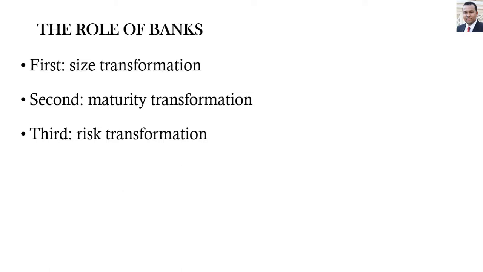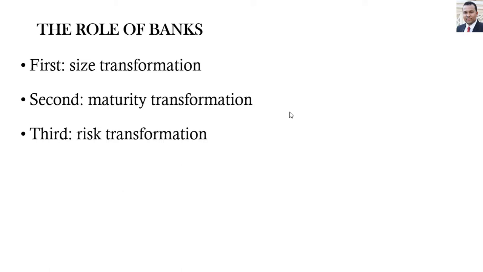The second rule, maturity transformation. In this case, we focus on time. So, banks transform short-term funds or deposits into medium and long-term loans. For example, banks transform demand deposits into 20 years residential mortgages. In this case, we can say that banks are borrowing short and lending long.